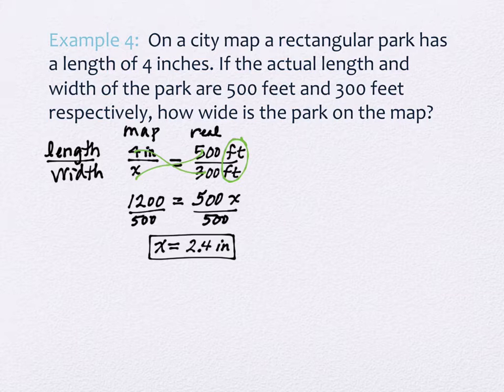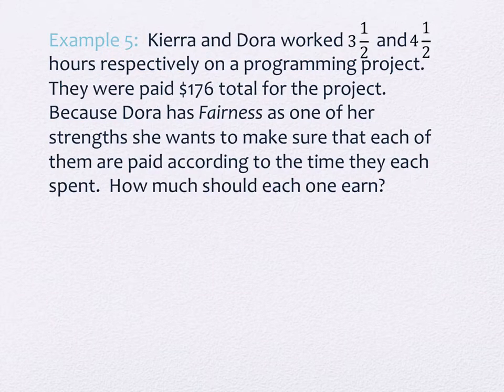All right. Let's look at Kierra and Dora. They have an interesting dilemma that's quite real-lifey, to be honest. Kierra and Dora worked 3.5 and 4.5 hours respectively on a programming project. They were paid $176 total for the project. Because Dora has fairness as one of her strengths, she wants to make sure that each of them are paid according to the time that they each spent. So splitting it half and half really is not appropriate. They didn't work the same length of time. The question becomes then how much should each one earn?